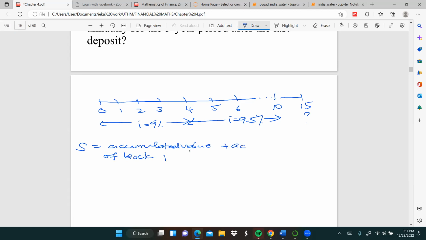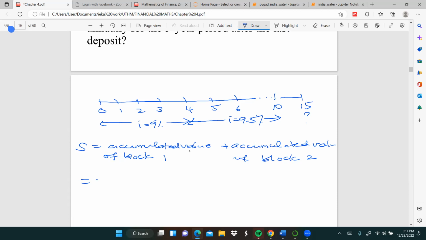And then accumulated value of block 2. Okay, kenapa 2 blok? Sebab ada 9%, ada yang 9.5%. So, kita nak tengok cara nak jawab dia ni macam mana. Sebab lepas tu kita kena extend sampai tahun yang ke-15 kan. Walaupun dia dah tak buat apa-apa deposit, tapi dia wang tu akan tetap bertambah.